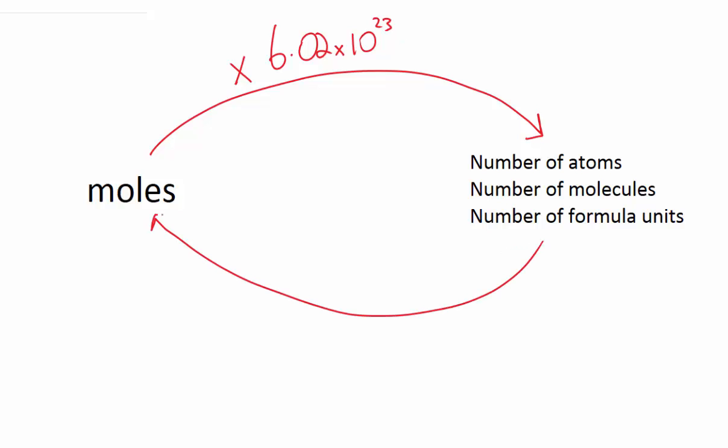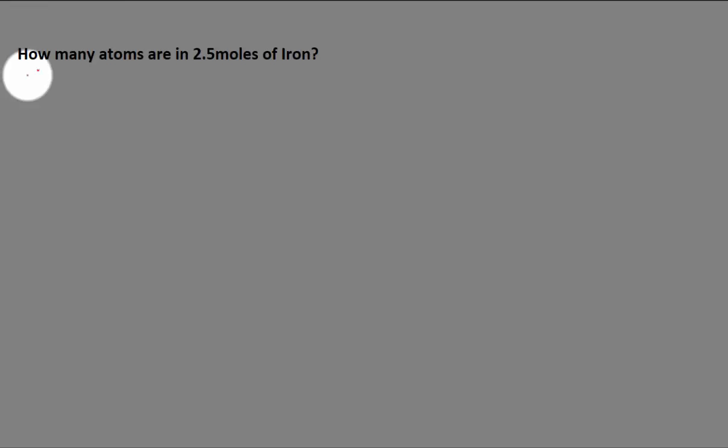If you have the number of the atoms, molecules, or formula units, and you want moles, then you need to divide by Avogadro's number. Again, that's 6.02 by 10 to the 23. Let's take a look at an example of this.